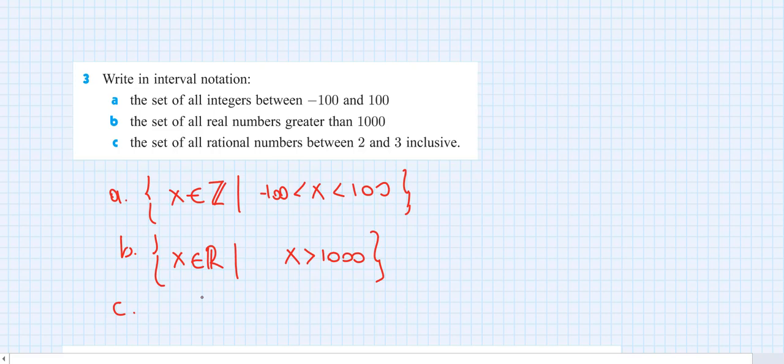And the C, the set of all rational numbers between 2 and 3 inclusive. So x belongs to the rational numbers such that it's between 2 and 3. As it says inclusive, I need to put the equality here. So I close the curly bracket.